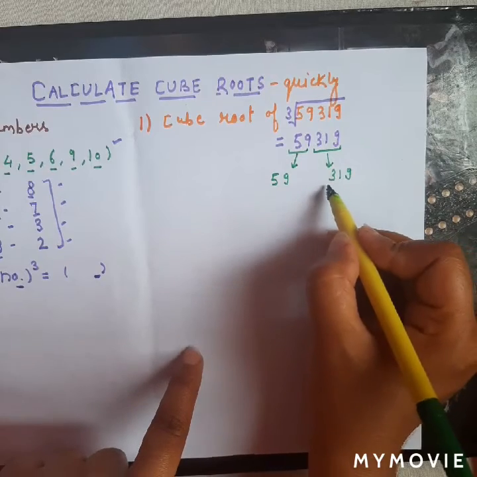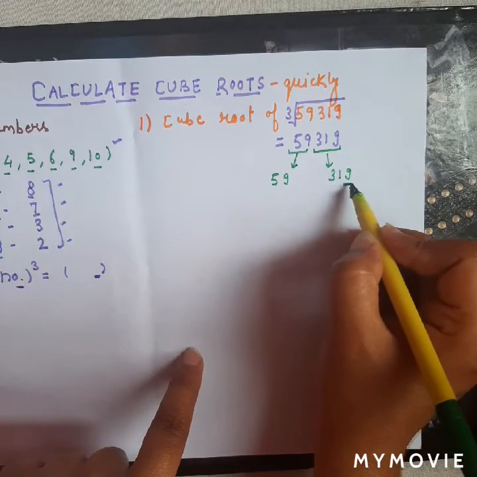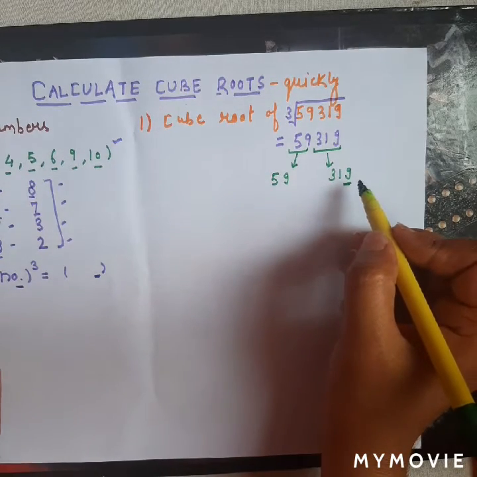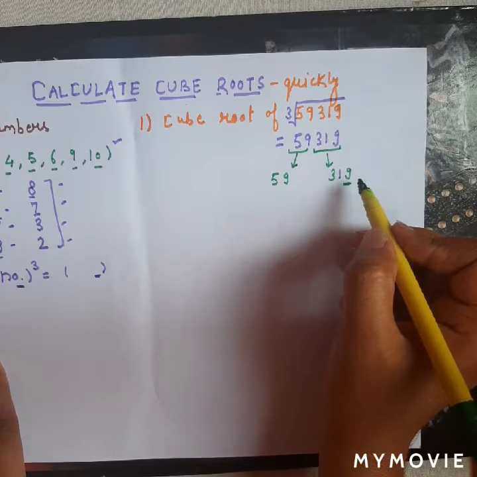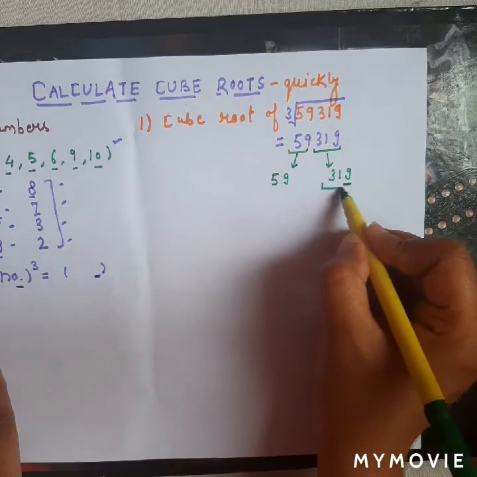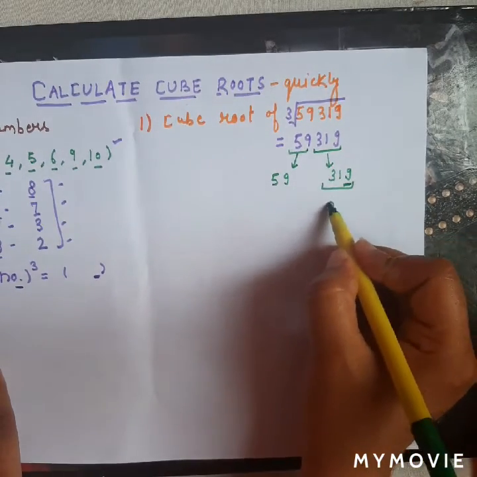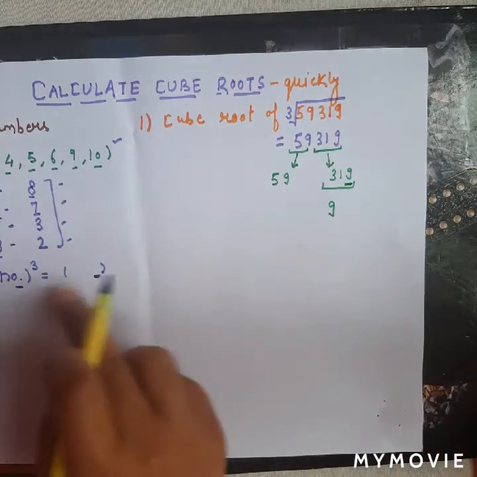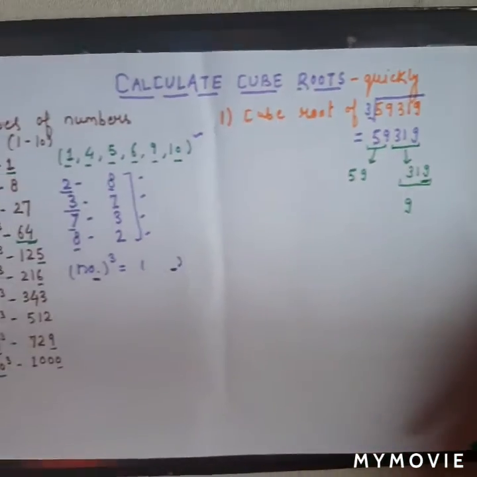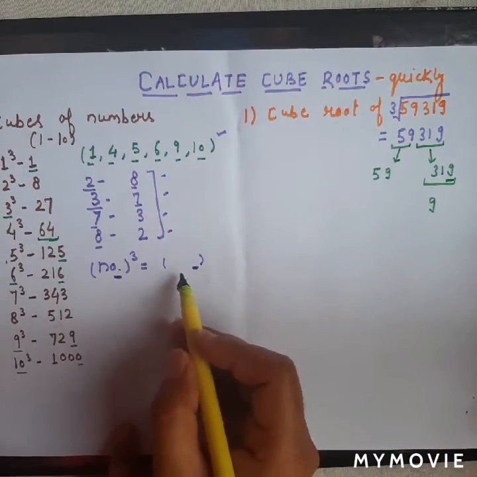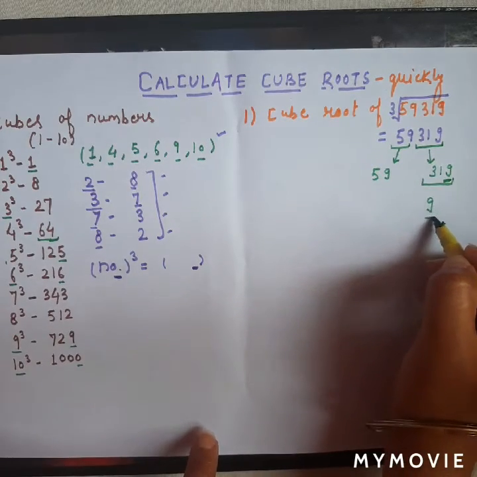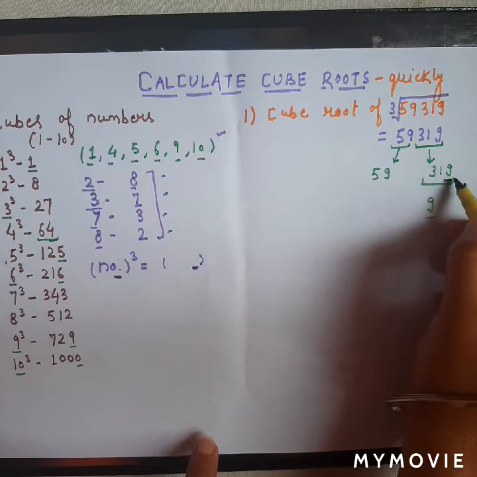I told you that a number whose unit digit is 9 will always have a cube, or a cube root, with unit place 9. This is the case for the cube of a number as well as the cube root of a number, right? So for this whole portion I am writing 9, because the unit place of this number is 9.